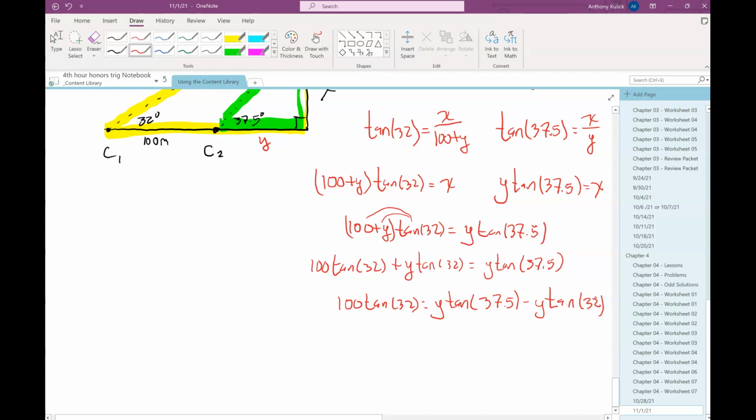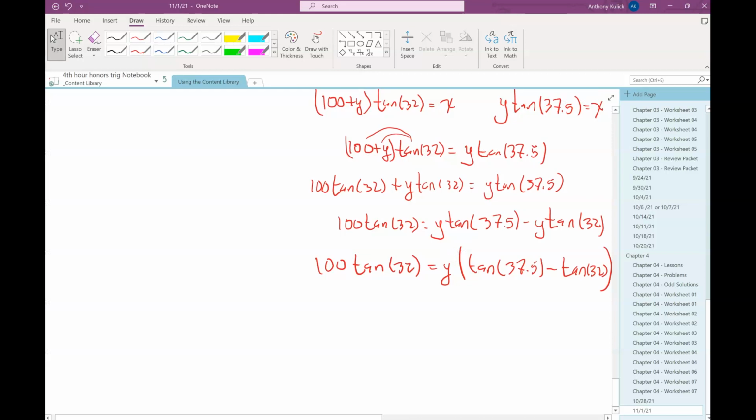Now I notice on the right-hand side of my equation, both factors contain y. So I'm going to factor a greatest common factor of y from the right-hand side. Still doing okay? And then lastly, I'm going to divide both sides by tan 37.5 minus tan 32.